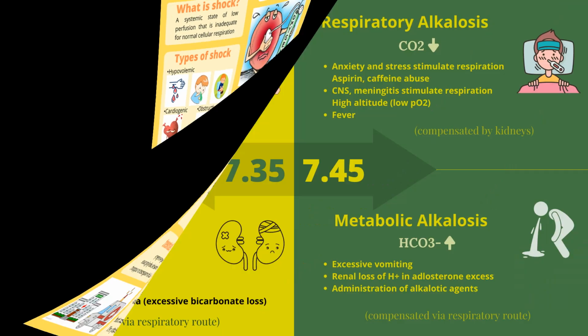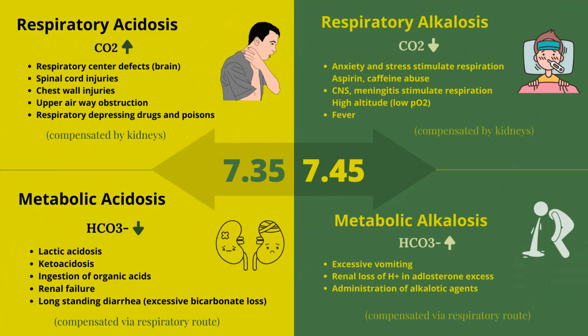Acid-base disturbances. Normal pH of blood in humans ranges from 7.35 to 7.45. In a normal arterial blood gas analysis, partial pressure of carbon dioxide varies between 36 to 46 millimeters of mercury. Bicarbonate levels vary between 22 to 26 millimoles per liter.